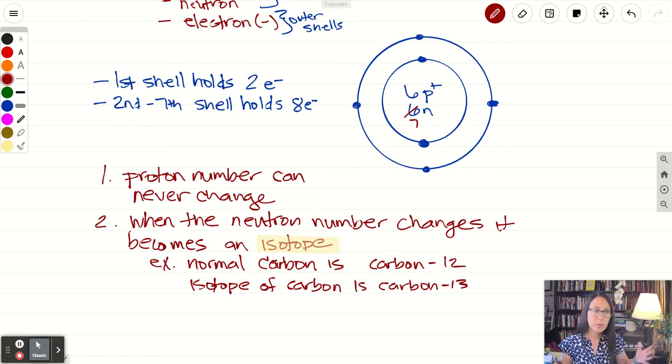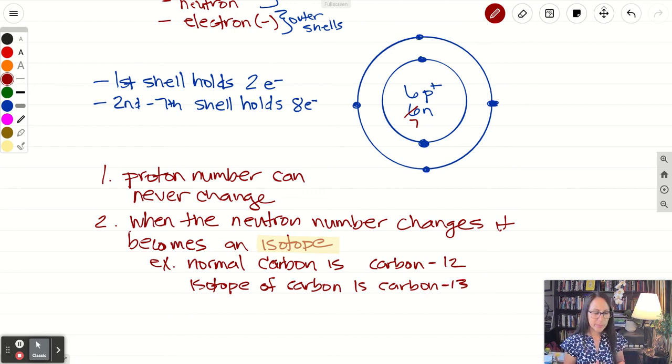Carbon-13 is not a big deal. There's a lot of carbon-13 in the world, and it falls apart all the time. And we actually use it to measure things like rocks. That's how we measure our fossils, to see how old our fossils are. We measure how much carbon-13 has fallen apart because it falls apart at a certain rate.